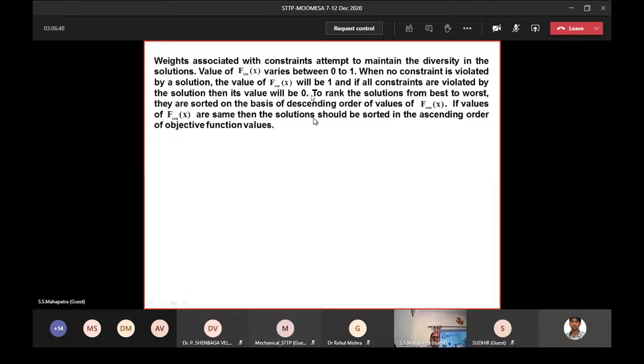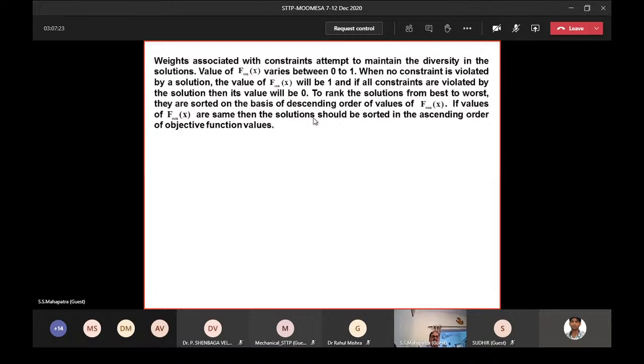Now all the solutions that we generate will be arranged in descending order of f_con(x). If it approaches 1, it means there is no constraint violation, so that is the best solution. If its value is somewhat less, then there is a little violation. So we prioritize the solutions based on the constraint priority function, and then the solution will be obtained.